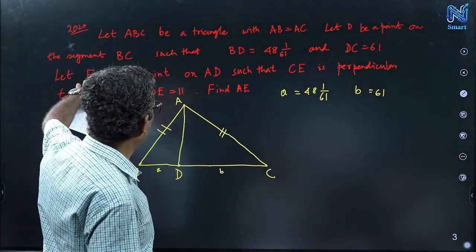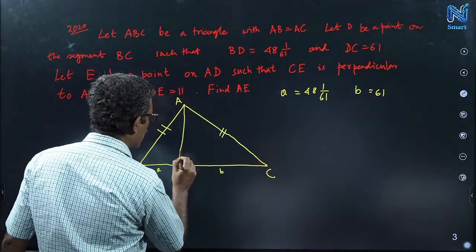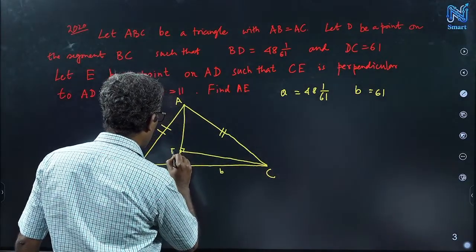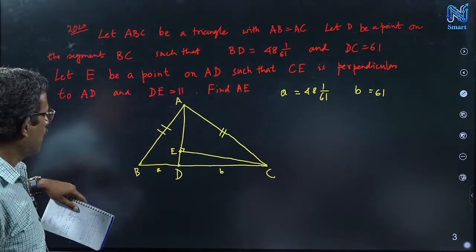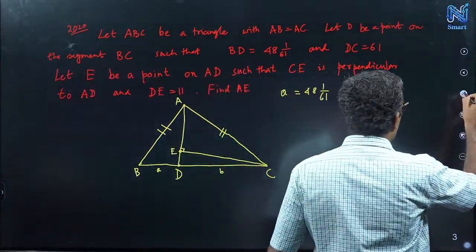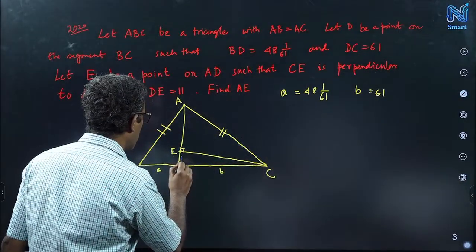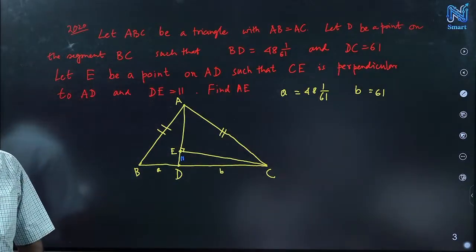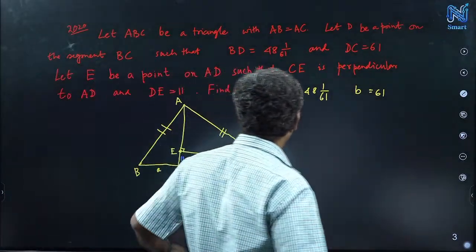is E? E is a point on AD such that CE is the perpendicular, right? This is E, perpendicular to AD, and that ED is 11. This is 11. So then you have to find A.